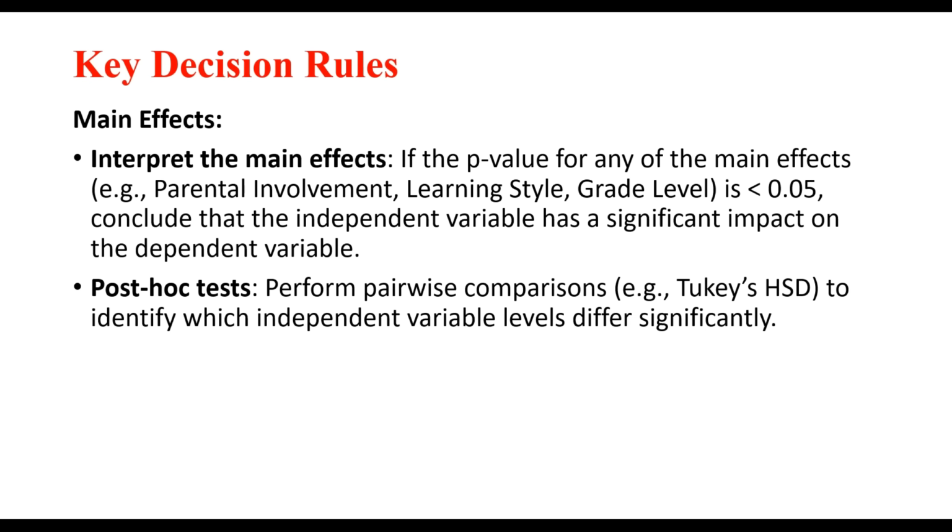Now, there are key decisions before we go into conducting this analysis. We have key decision rules. So we have the interpretation of the p-value, okay? If the p-value is less than 0.05, we can conclude that the independent variable has a significant impact on the dependent variable. And so the post hoc test to perform pairwise comparison, like Tukey's test, to identify which independent variable levels differ significantly, now becomes important.